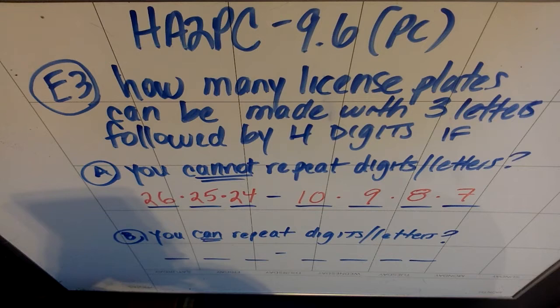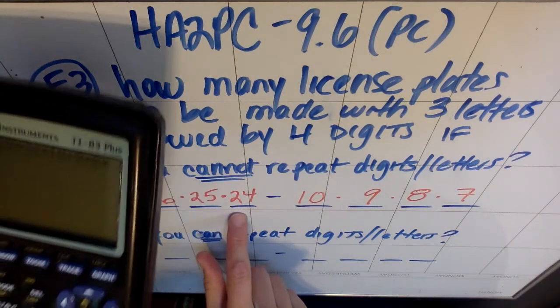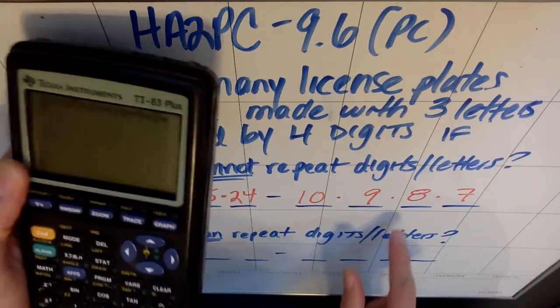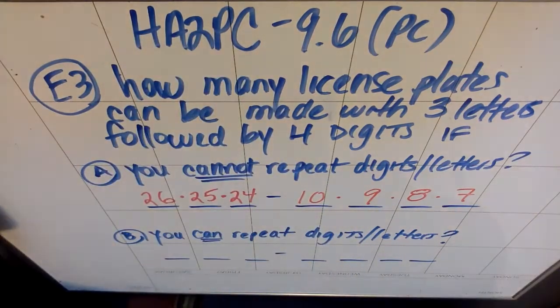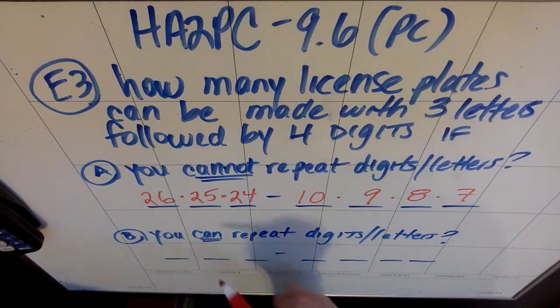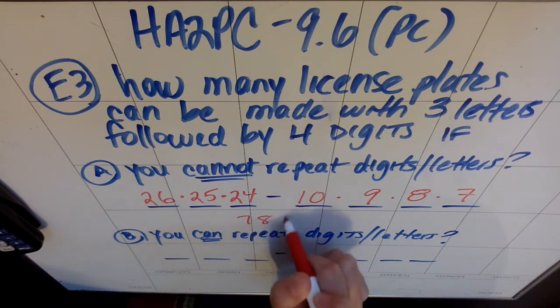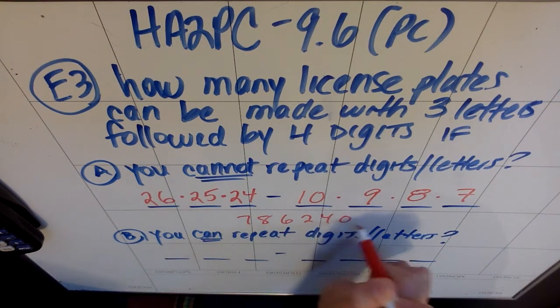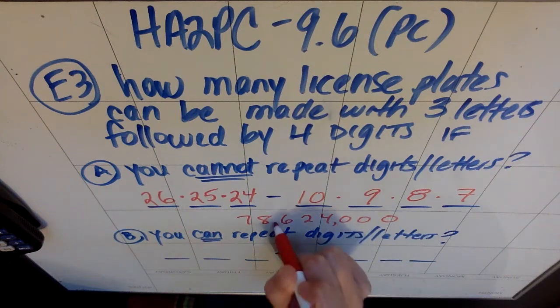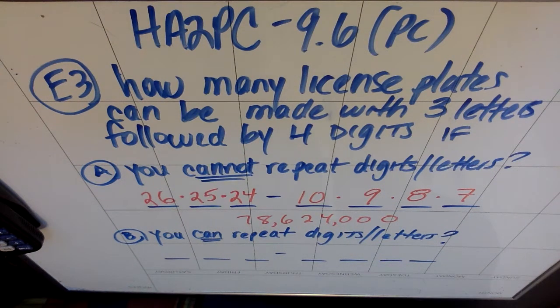Now, nobody expects you to do this on your own. You're going to do this in a calculator. So we have 26 times 25 times 24 times 10 times 9 times 8 times 7, and I hit enter and get a really big number. So that's a lot of possible license plates. The answer is 78,624,000, right? So with no repeats, I get 78 million license plates and some change.